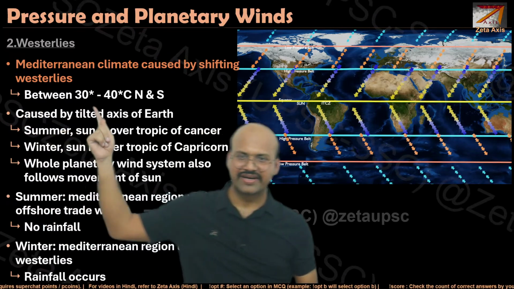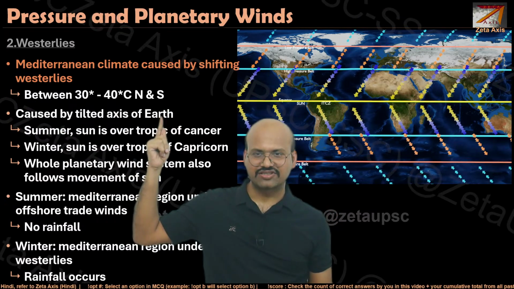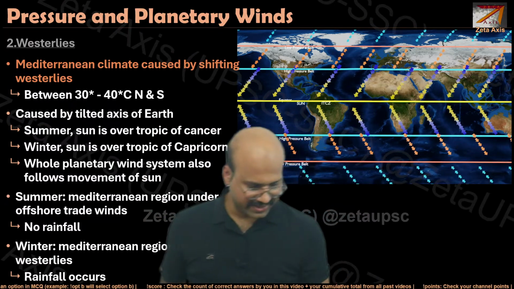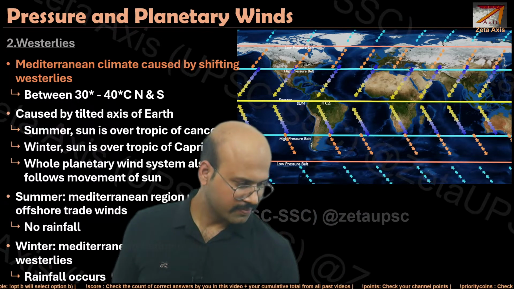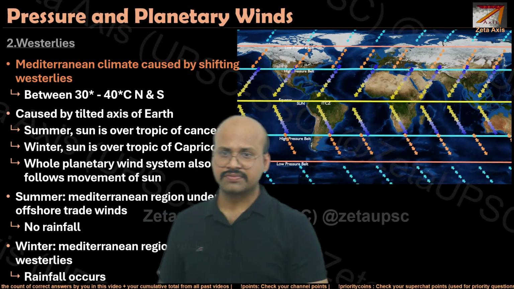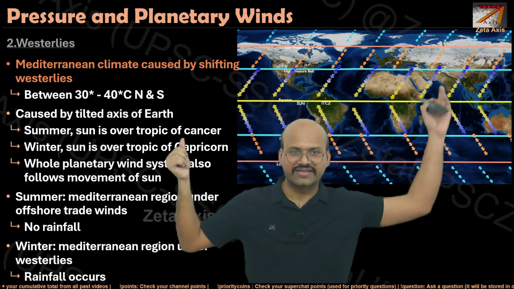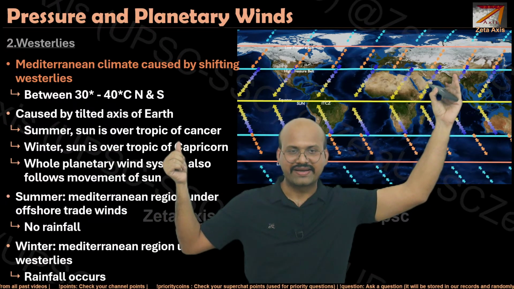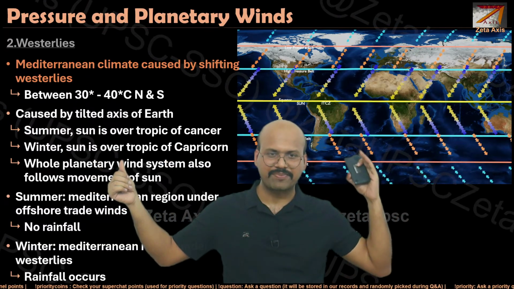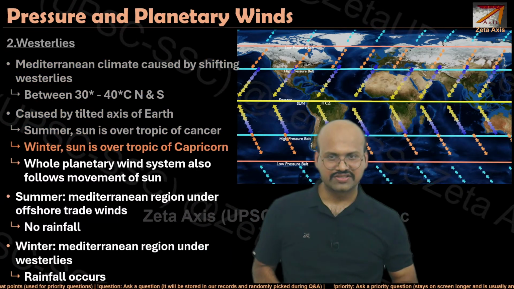It occurs between 30 degree to 40 degree north and south. It is caused by tilted axis of earth. So this shift basically occurs because the earth is rotating on a tilted axis. In summer, the sun is over Tropic of Cancer, the sun is over here, and that is why you will see that the wind belts will move in the northern side. In winter, the sun is over Tropic of Capricorn, the sun is over here, and all the wind belts will move towards the southern side, and that is why we see the shifting.